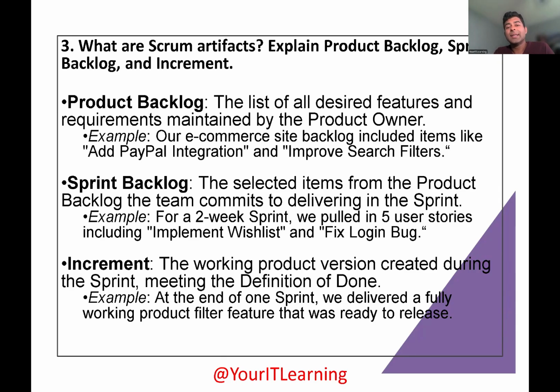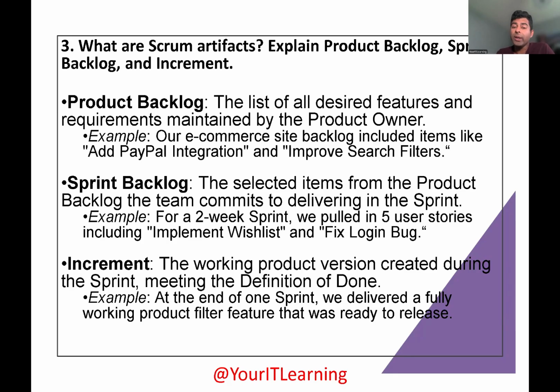Sprint backlog. The selected items out of the product backlog. So the product owner decides what things need to be worked on. Those things come to the sprint backlog. So the selected items from the product backlog, the team commits to deliver in the sprint. For example, for a 2 week sprint, which is 14 days, if you take out 2 weekends, it's basically 10 business working days. For a 2 week sprint, we pulled 5 user stories, including implement wish list and fix login bug.